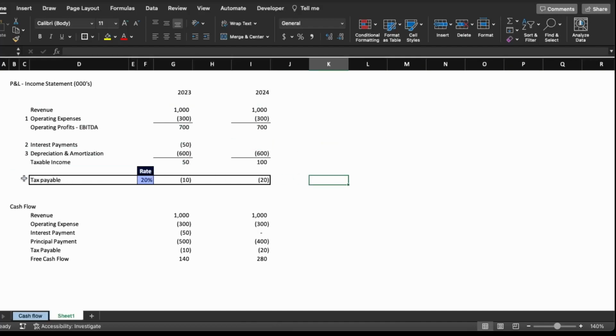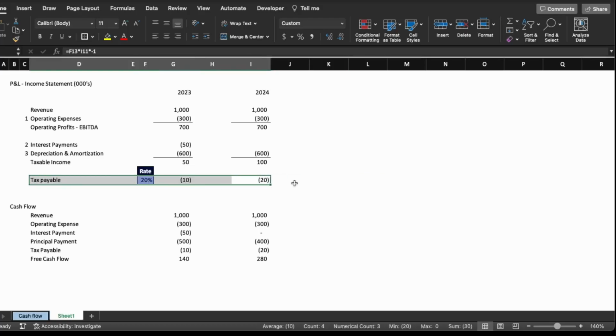And as you can see here, when you calculate the tax payable based on a 20% rate, we're going to pay more tax in year 2024 than in year 2023. And the only difference is because in 2024, we do not have any sort of interest payment to reduce the amount of taxable income.